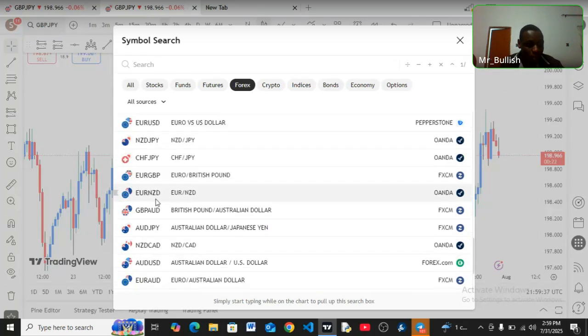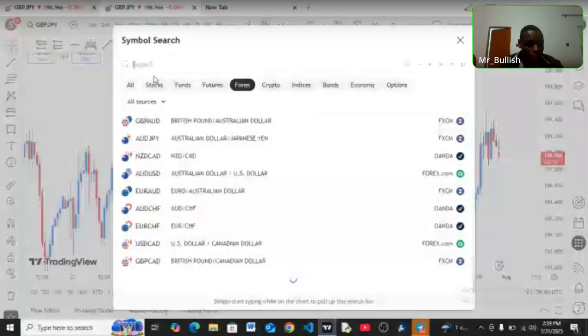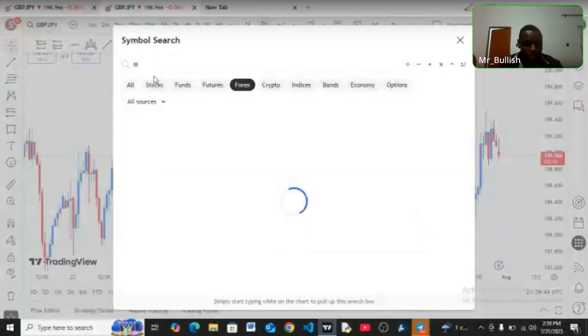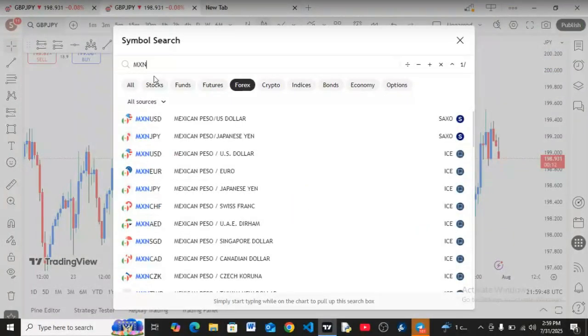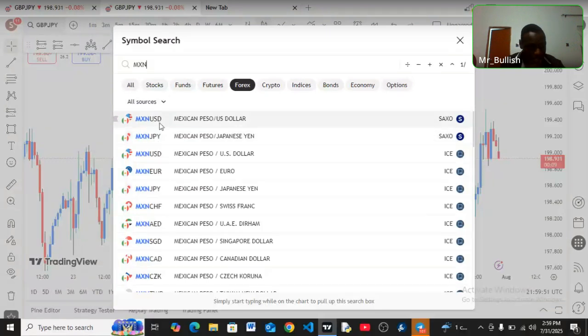Let me see if I'll see any one here. Okay, let me search for it. USD. Okay, let's see something. Let's see how this pair looks like.